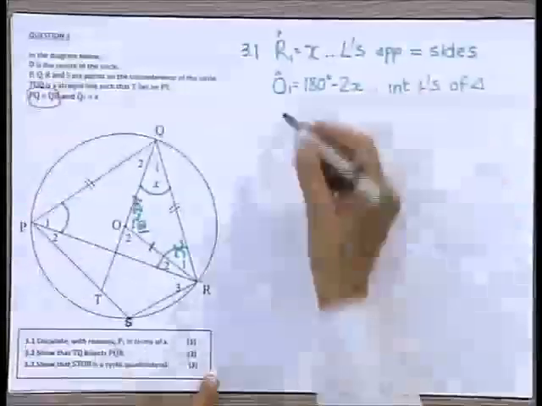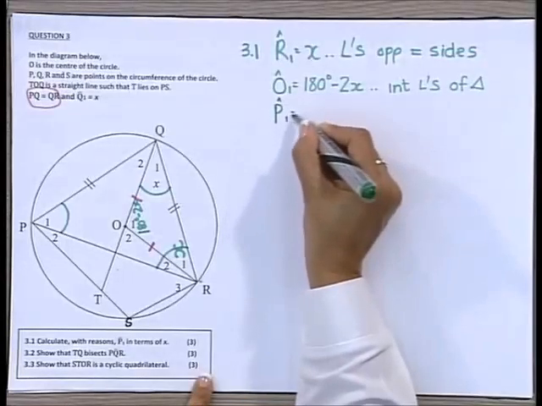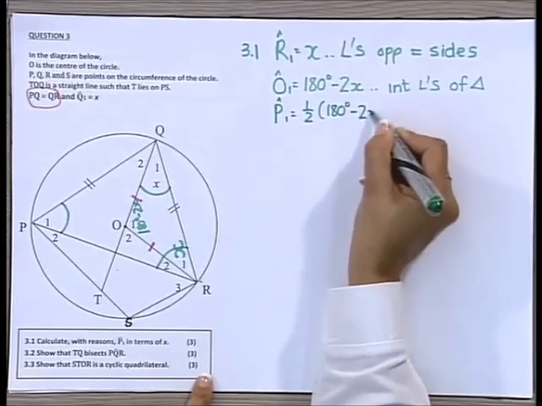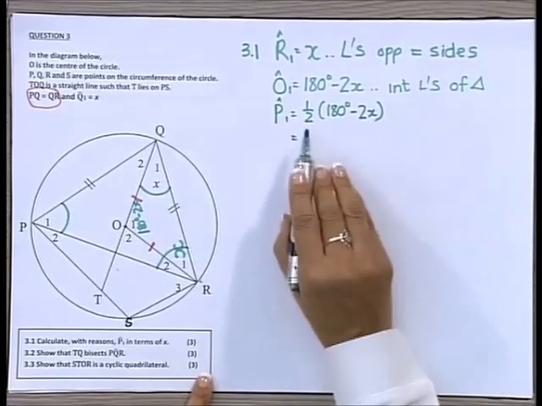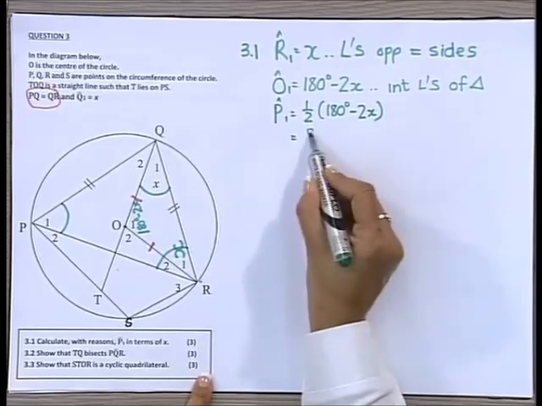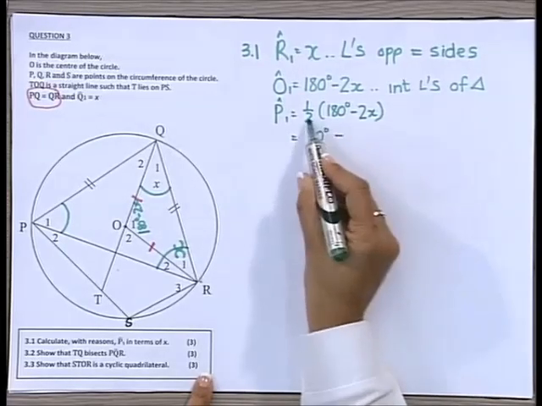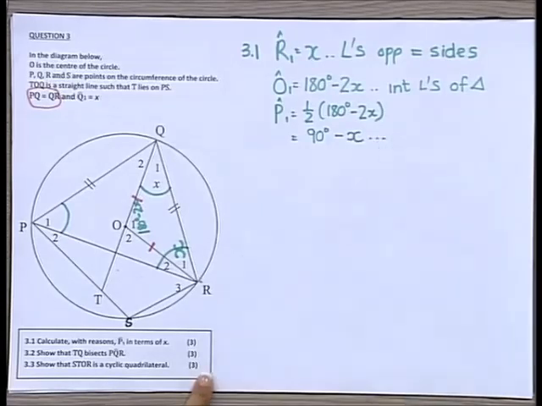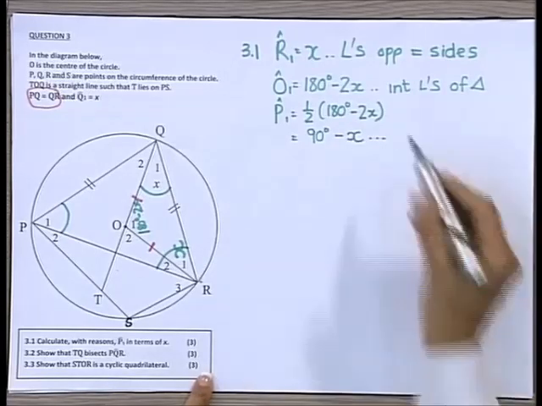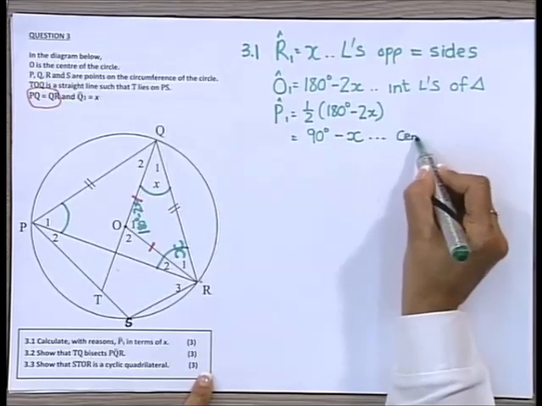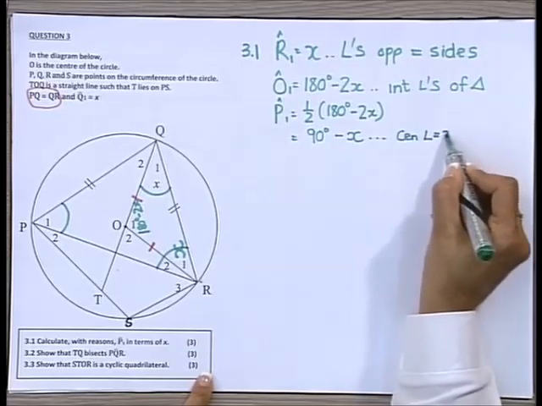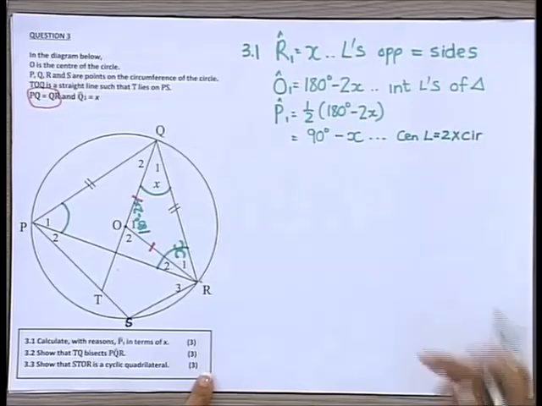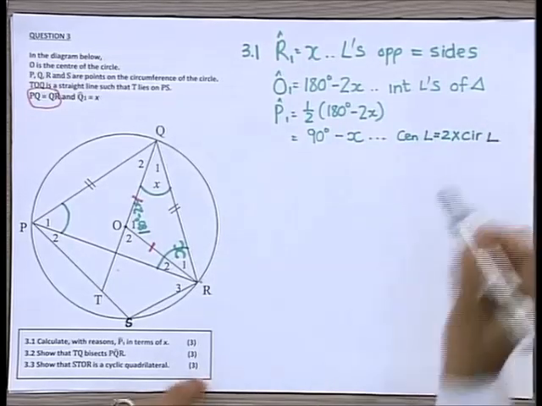So if I want to find P1, I say angle P1 will be a half of 180 minus 2x, grade 12s. A half times 180 is 90, and a half times 2x is x. So P1 is 90 degrees minus x. And my reason is center angle equals 2 times circumference angle.